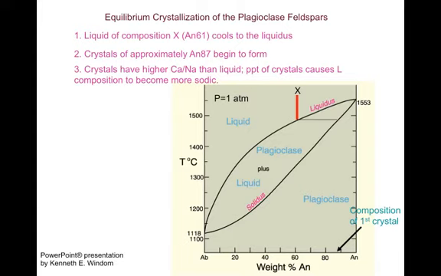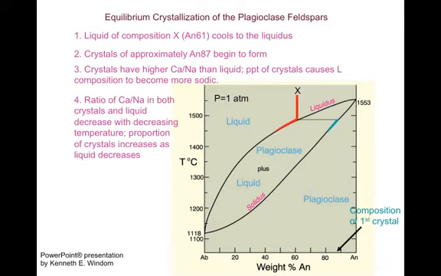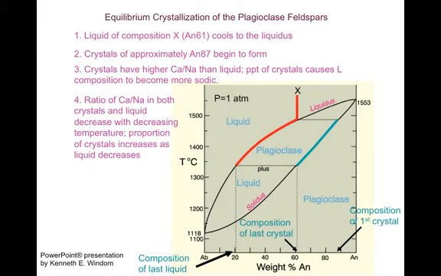Now we'll cool it further, and the composition of the melt and the crystals will follow the liquidus and the solidus. We're cooling and dropping down the lines along the liquidus and the solidus, reflecting the composition of the liquid and the solid, respectively. The ratio of calcium to sodium in both the crystals and the liquid decreases with decreasing temperature. And the proportion of crystals increases as the liquid decreases as well.